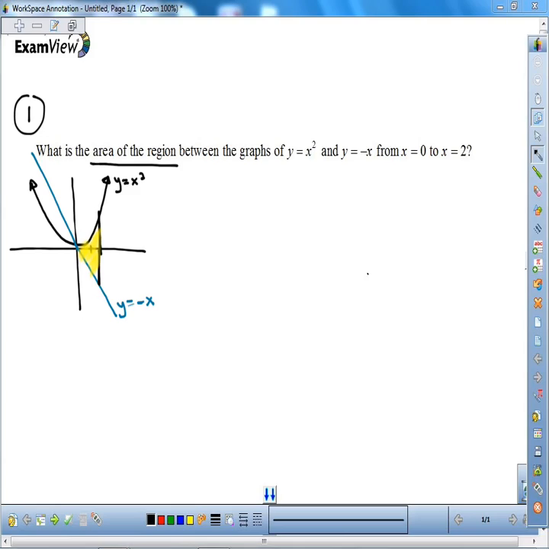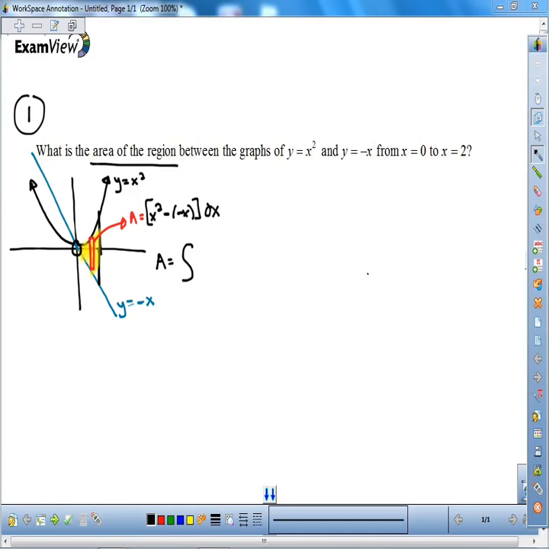So we're going to draw a vertical strip. Remember, this is my rectangle. And we're going to find the area of that rectangle. So the area is going to be the top minus the bottom. So x squared minus a negative x times the base, and the base is the small change in x. So the area of the whole region is when we sum up all of these rectangles together.